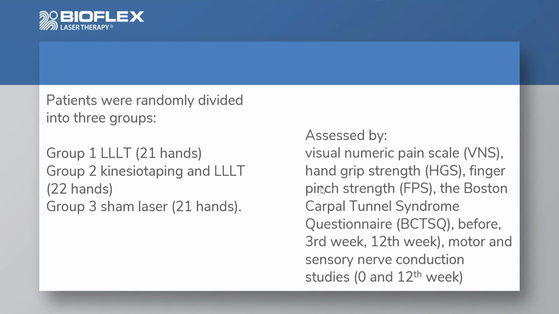So they were assessed by a visual analog or numeric pain scale, hand grip, finger pinch testing, the Boston Carpal Tunnel Syndrome questionnaire, as well as motor and sensory nerve conduction at baseline, 3rd and 12th week as well. Sorry, 0 and 12th week.